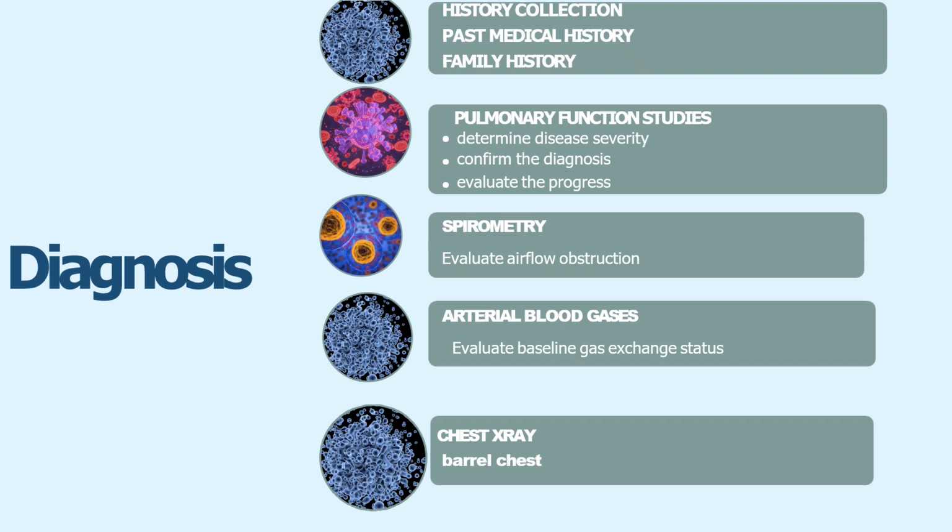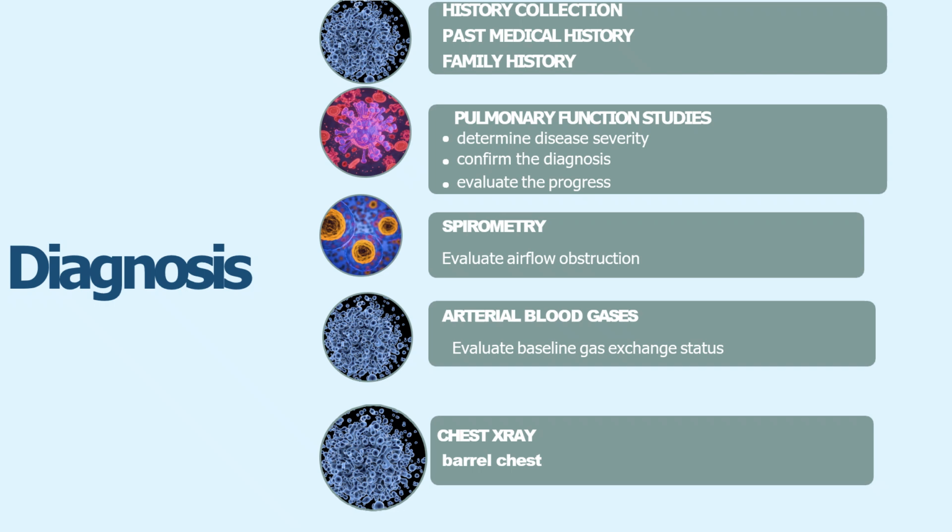Diagnosis is done by history collection, past medical history, family history. Along with that, we have some pulmonary function tests to determine the disease severity, confirm the diagnosis, and evaluate the progress. We call it PFT. And spirometry, you will hear this, we evaluate the airflow obstruction. Now, there are some parameters.